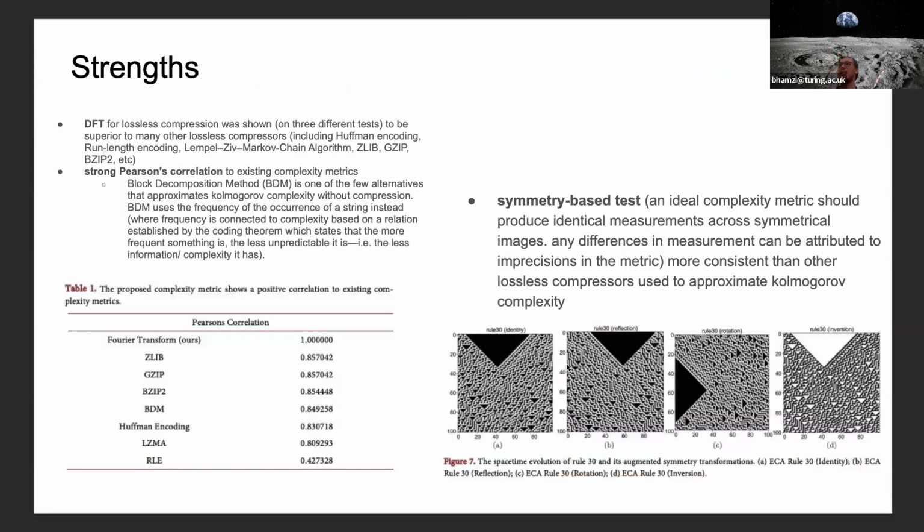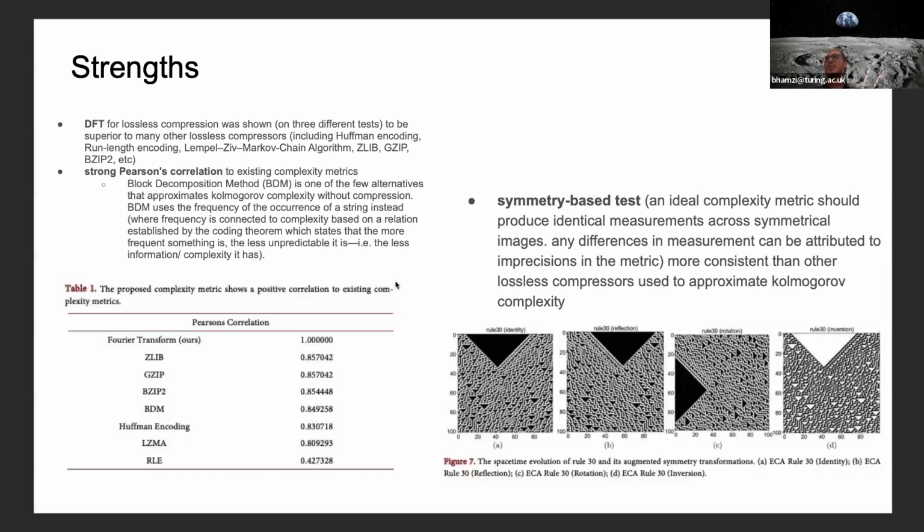So the strengths of using the Fourier transform for approximating. It was shown using other lossless compressors such as run length encoding, LZ, zlib, gzip, and bzip2. Some of these compressors were compared on 3 different tests, and it was shown to outperform them, particularly for these space-time dynamics, so 2-dimensional data. It has a strong Pearson's correlation to them as well. That's shown down here, where the most different was run length encoding.